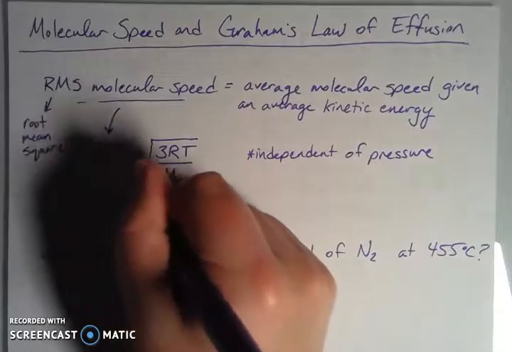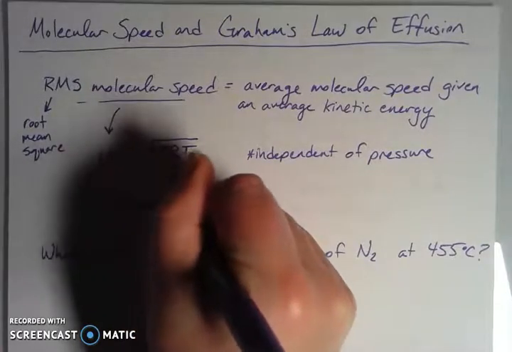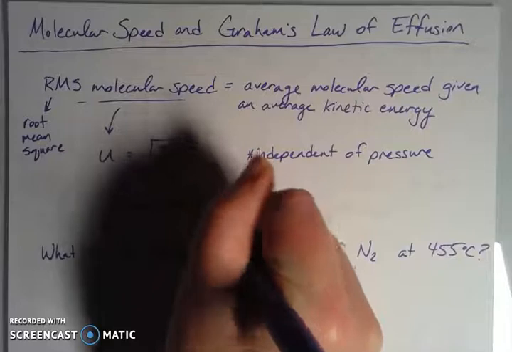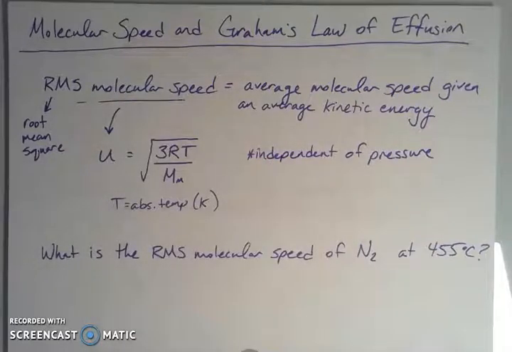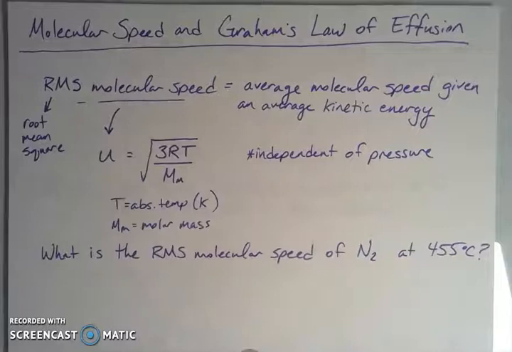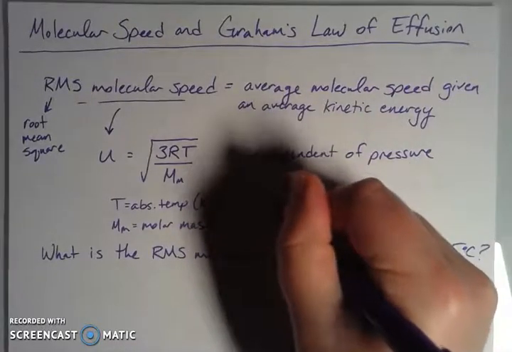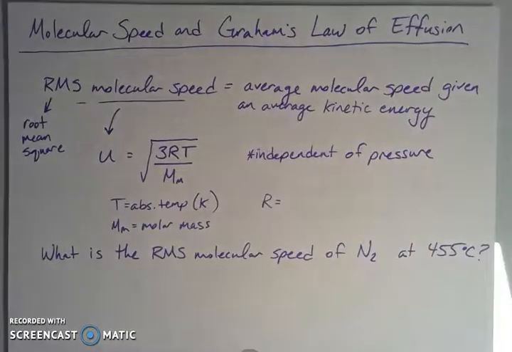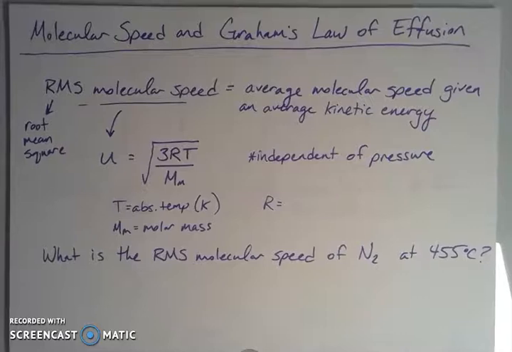So let me write this out. Absolute temp. So the absolute temperature, of course, is in our SI unit of Kelvin. MM here is your molar mass. And R is the same gas constant that we've talked about in past videos with our various gas laws like Boyle's law and the ideal gas law.